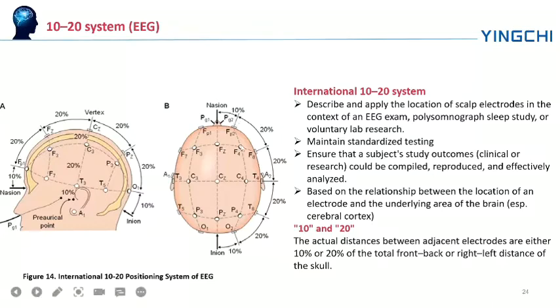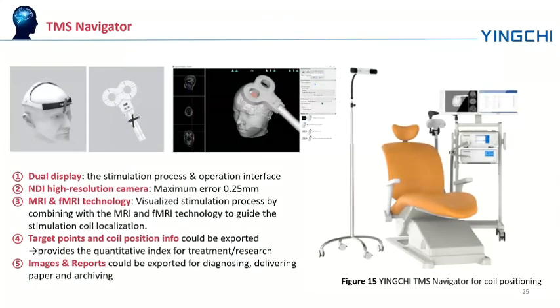These 10 and 20s are the actual distance between adjacent electrodes. So this stands for 10% or 20%. It can help to maintain standardized testing. So if you want to find a more precise stimulation site, you may also use a TMS navigator.